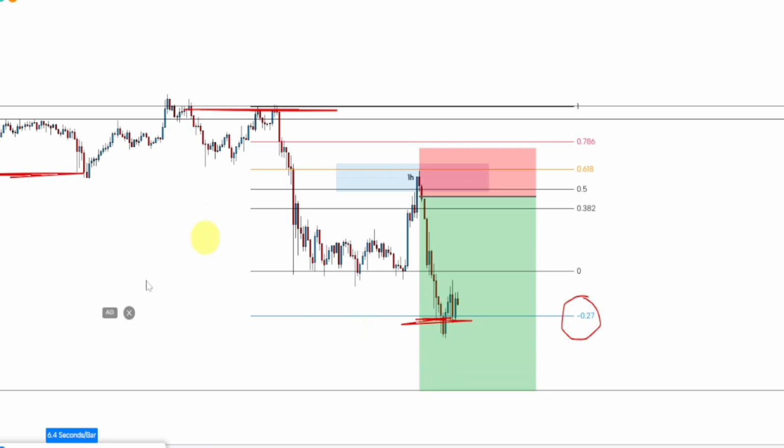So that is how to trade with the Fibonacci retracement tool. First of all, find the direction of the market: is it bullish or bearish? After that, drop the Fibonacci retracement tool, wait for price to retrace back into the levels, and look for confirmations before entering a trade.